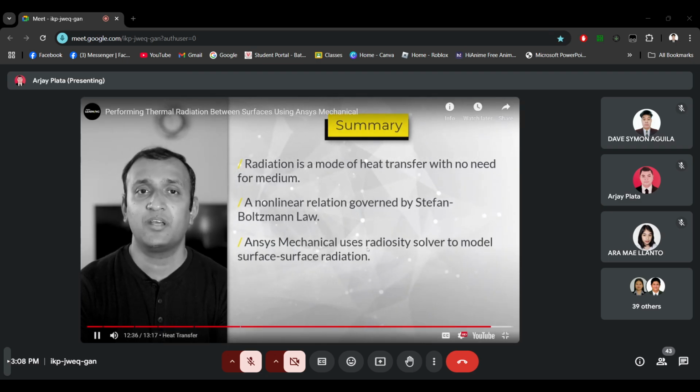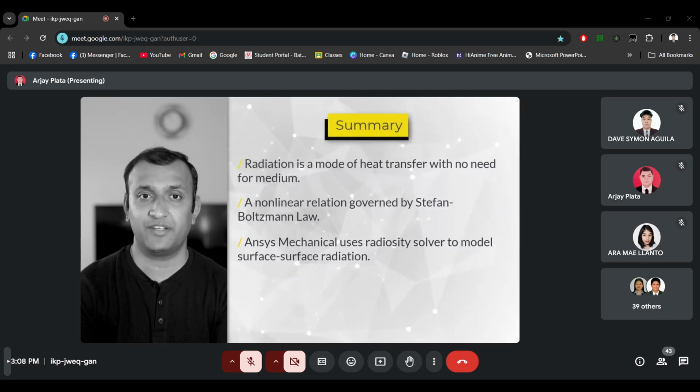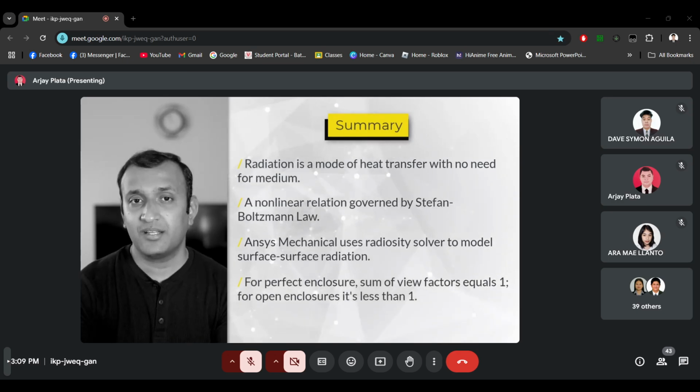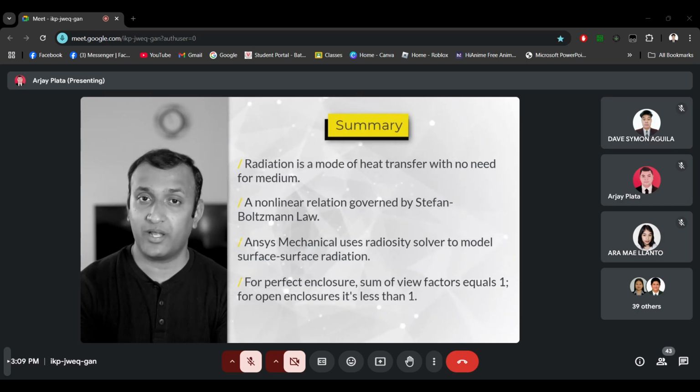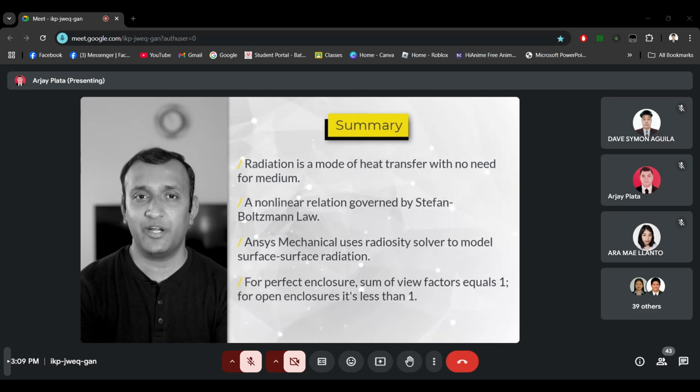ANSYS Mechanical uses the radiosity solver to calculate the radiation heat exchange between two surfaces. In case of perfect enclosures, the summation of view factors equals 1, while in open type enclosures, it will be less than 1. This concludes the video.